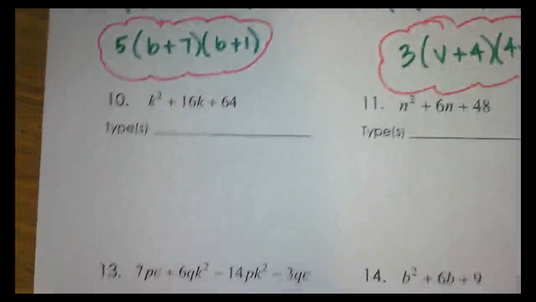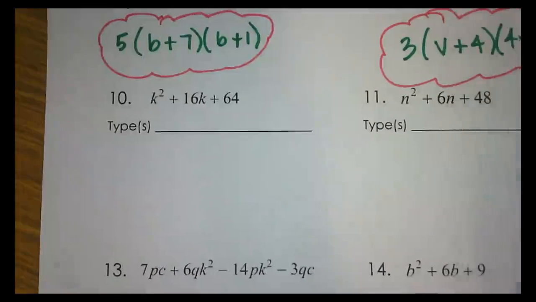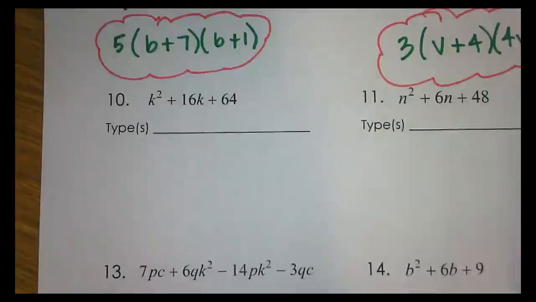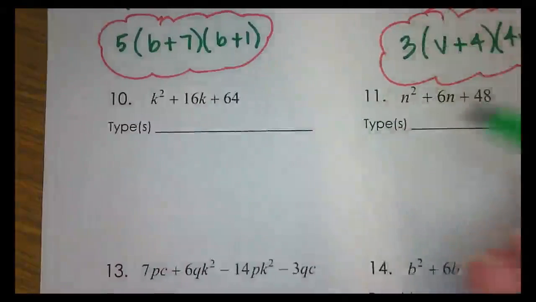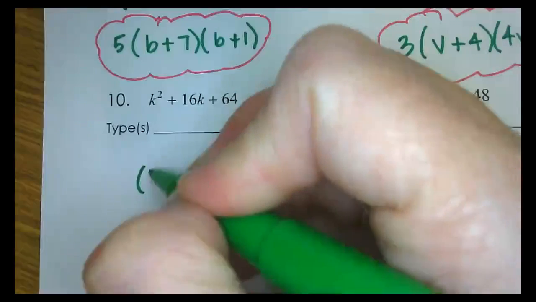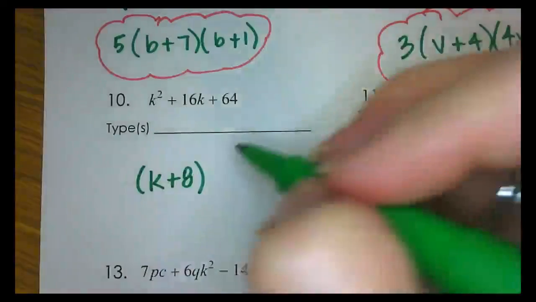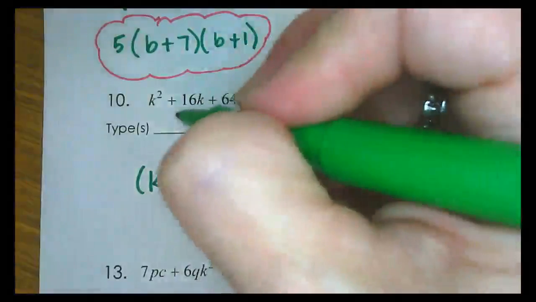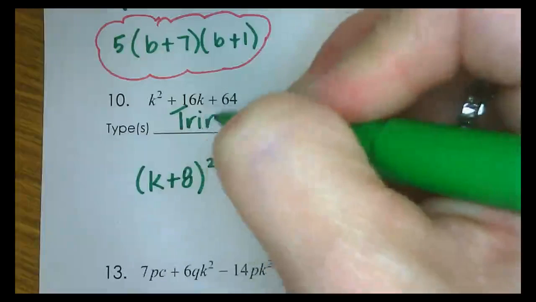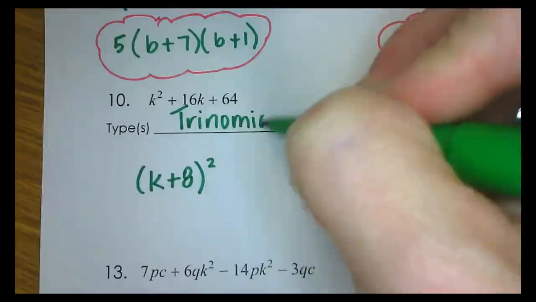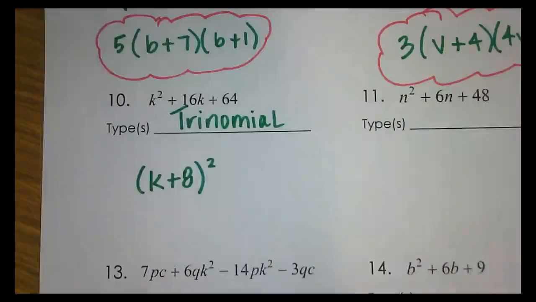All right, number 10. So first thing I'm going to look for is GCF. I don't see one. This is just a trinomial. So I'm looking for numbers that would multiply to be 64 that would add up to 16, and I'm thinking 8 and 8. So that's the same number twice, so I can write it once with a squared, and that gives me a trinomial.